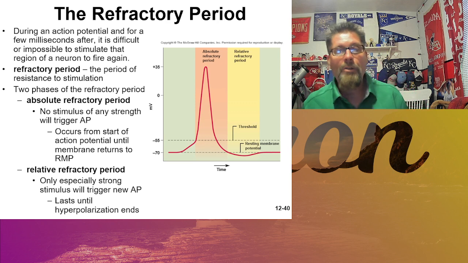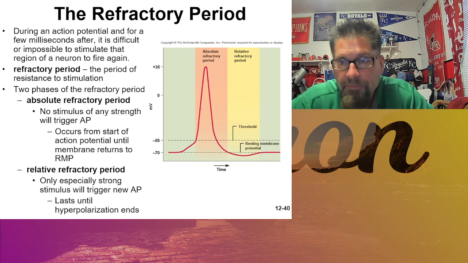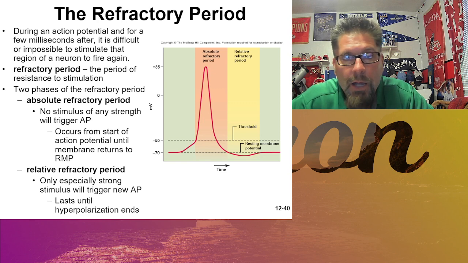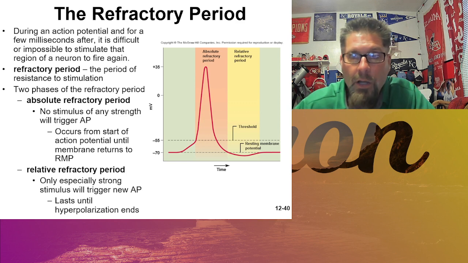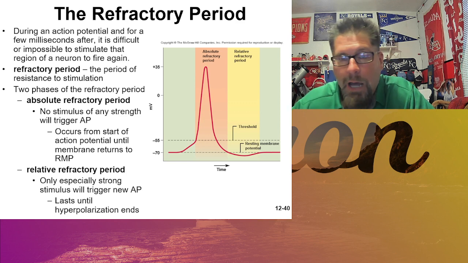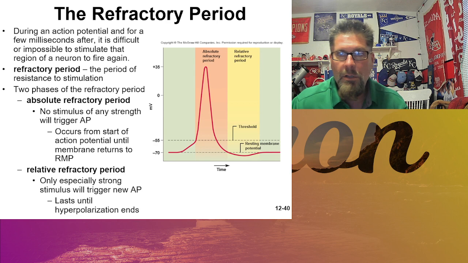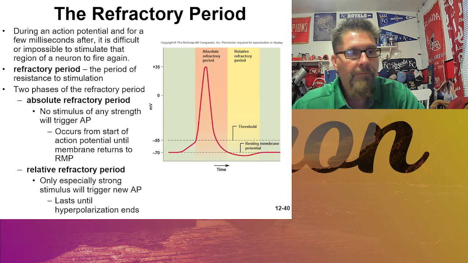And then in the relative refractory period, which is the yellow box, once it gets to that portion, then a strong stimulus can fire it, but that's it, super strong. And then as long as it's in a hyperpolarization stage, it's in the refractory period at some point in time.